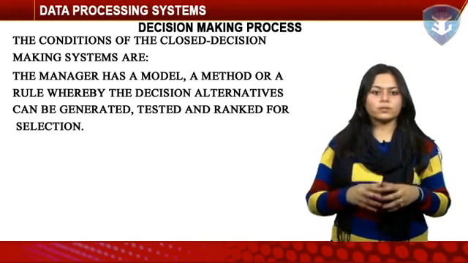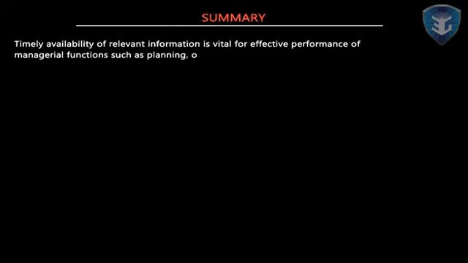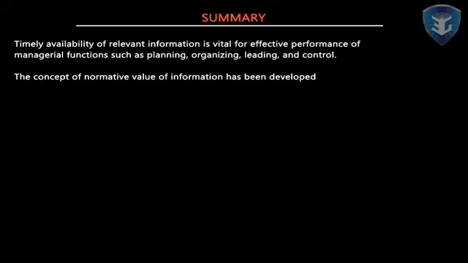Now in the end, let us summarize what we have learned in the lecture. Timely availability of relevant information is vital for effective performance of managerial functions such as planning, organizing, leading and control. The concept of normative value of information has been developed by economists and statisticians and is derived from decision theory.